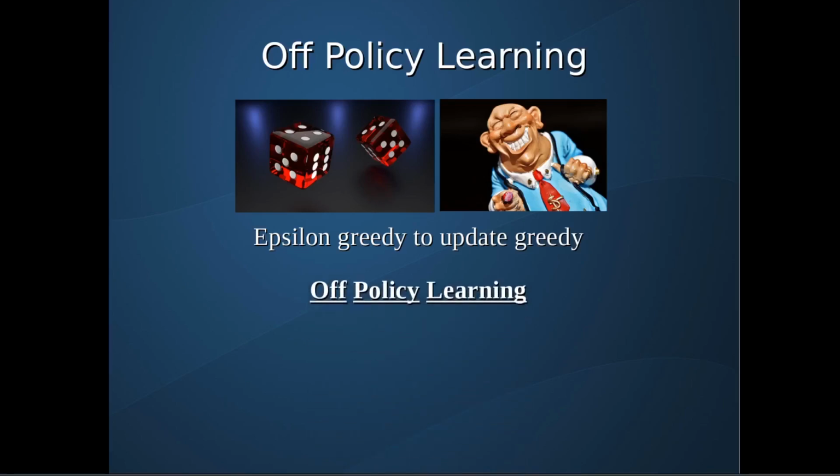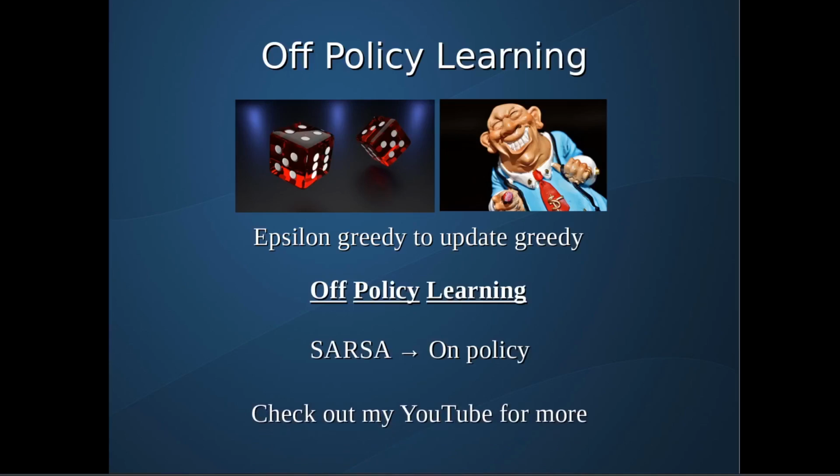There are also on-policy learning methods where we use the same policy to update the action value function as well as to choose actions. The on-policy temporal difference learning method is called SARSA, which is an acronym for state, action, reward, state prime, and action prime. We won't be implementing it in this course, though we'll see it mentioned in one of the papers later on. If you'd like to learn more about it, you can check out my YouTube channel for some examples.